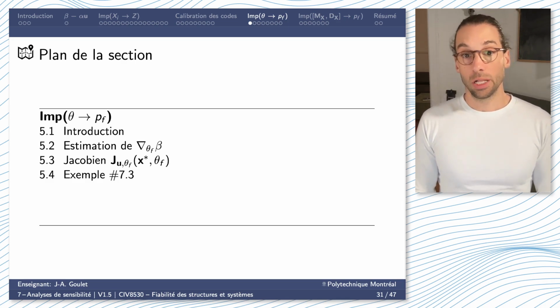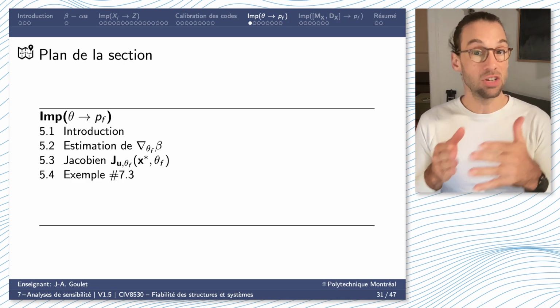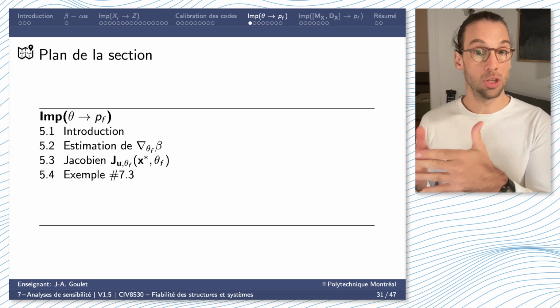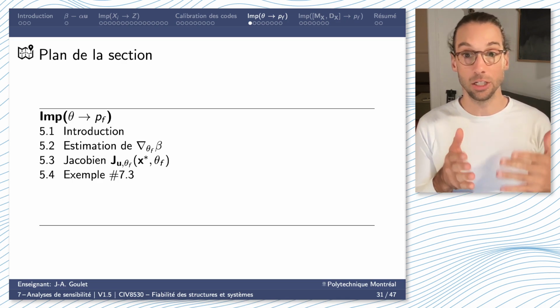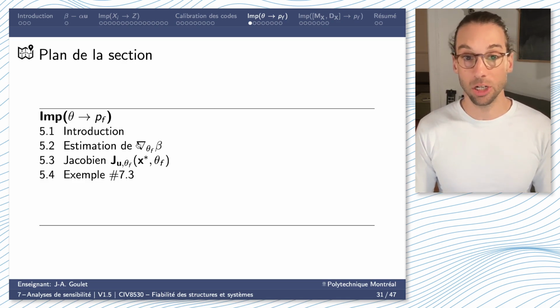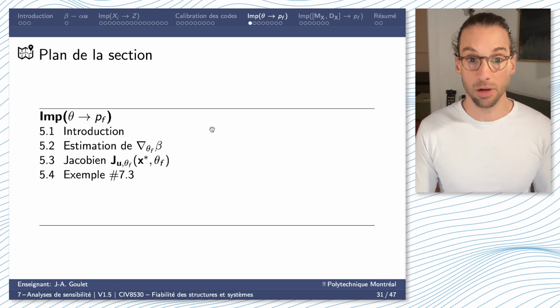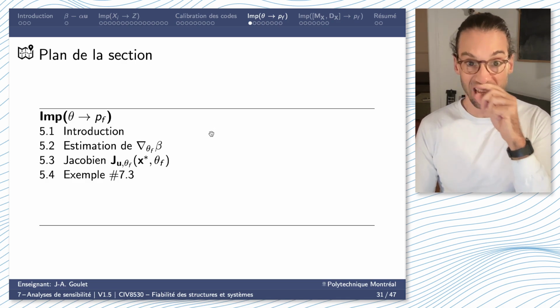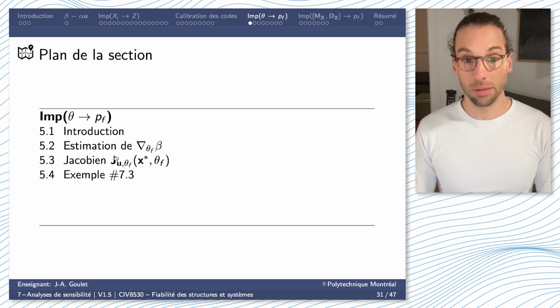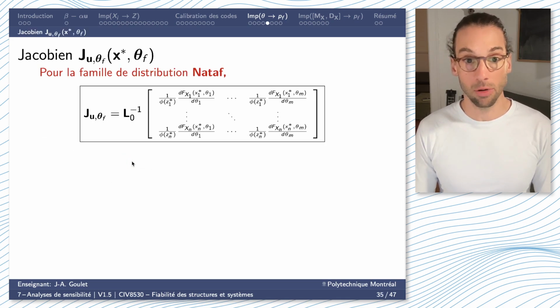That's it for the code calibration. Now we're going to look at how we can quantify the relative importance not of each of the random variables themselves, but of the parameters involved in defining the joint distribution for your random variables. We're going to look at how we can estimate the gradient of beta with respect to all the variables involved in our joint probability density function. We're going to look at how we can compute the Jacobian for that same quantity in the transformation function from the original space to the parameters, and we're going to look at an example application.